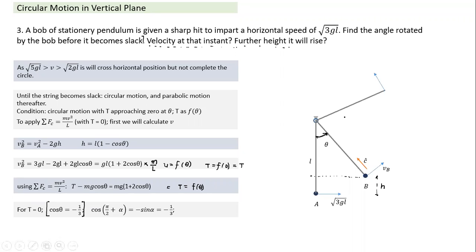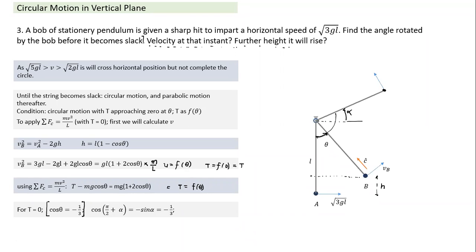So if I mark this position, where the string has just become slack, we have found the theta value at which exactly at this point the tension has become 0. Before that, tension was not 0. And this angle is theta here. If I call this angle alpha, theta can be written as 90 plus alpha. So I write theta is equal to 90 plus alpha.